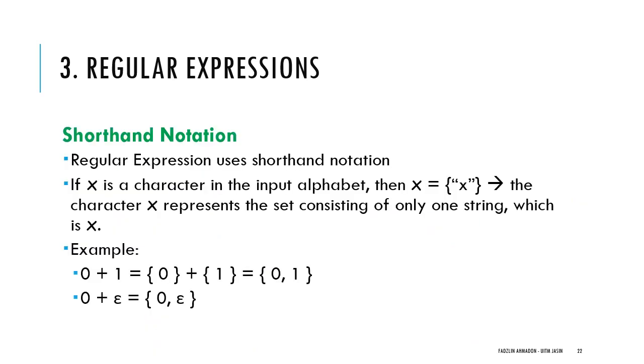Okay. What is shorthand notation? Shorthand notation is simply a way of removing the curly braces. For example, here we have 0 plus 1, or 0 union with 1. It is actually a union of two sets. The first set has a single element, which is 0. The second set also has a single element, 1. Therefore, 0 union 1 is actually a set with two elements, 0 and 1. As for the second one, 0 union with epsilon, you get a set with two elements, 0 and epsilon.